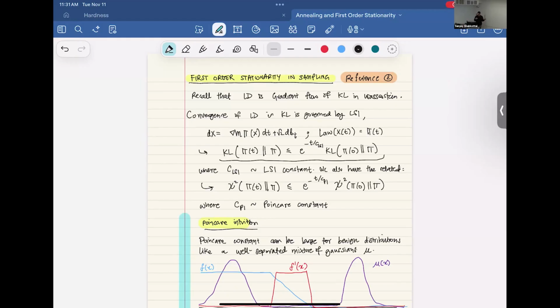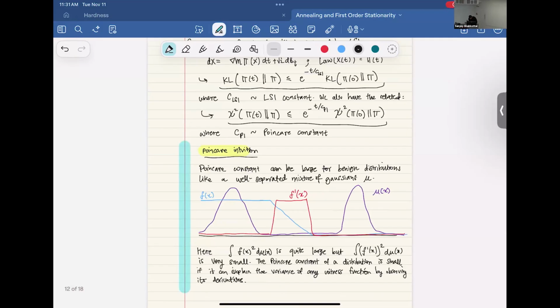An analogous thing is something called the Poincare inequality. It's similar to the log Sobolev inequality, and it says the same thing for chi-squared distance, right? So if you have that a distribution satisfies a Poincare inequality, you get this kind of convergence. It's very similar. Okay.